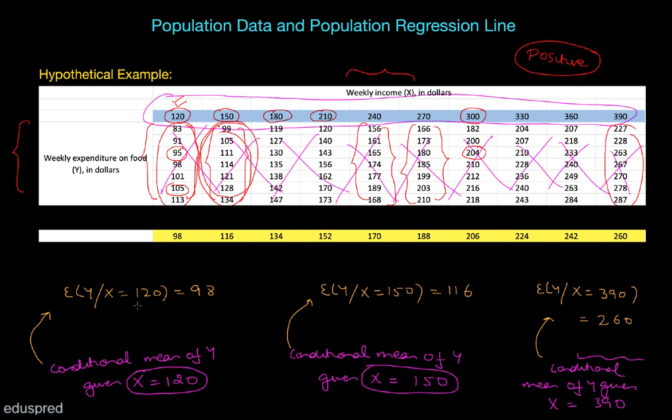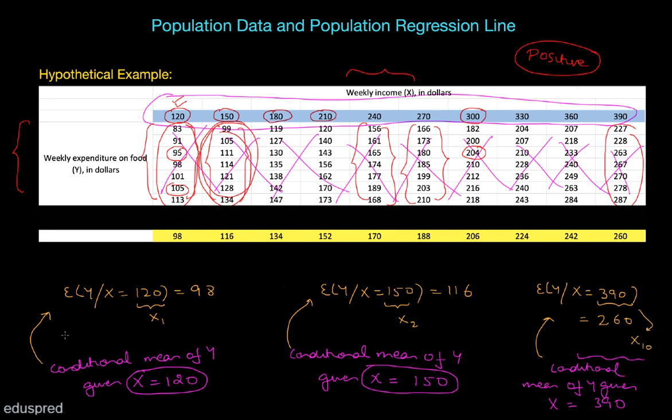Note that the importance of 120 is that it is the first value of x. So if I want, I can also call it x1. x1 means the first value of x. This 150 over here, this is the second value of x. So I can also call it x2 if I'm not working with numbers. And this 390 is actually the 10th value of x. So I can also call it x10 if I'm not working with numbers.